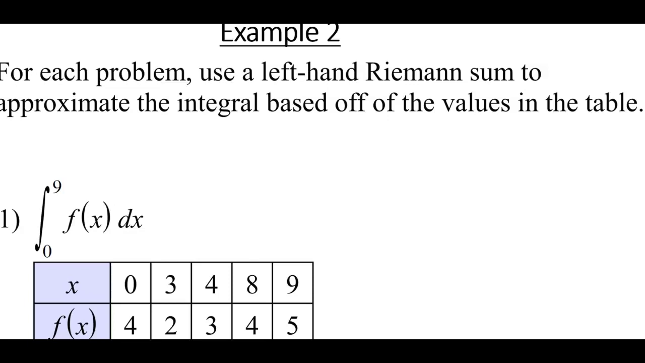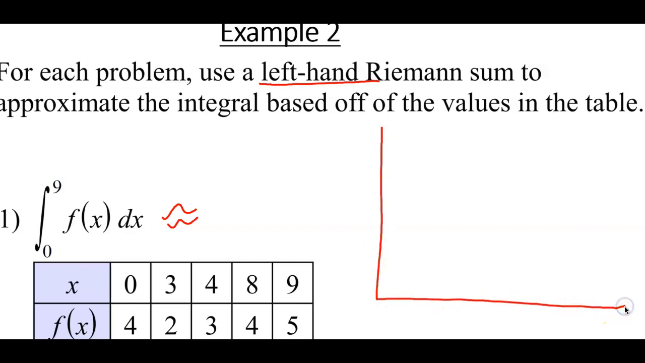So for now, for each problem, use a left-handed Riemann sum, so that's kind of worth underlining, to approximate the integral based off the values in the table. So we're only going to be approximating this integral. So here's what I'm going to do: I'm going to turn the table into a graph, and I'm just going to do the same thing I just did. Okay? So here we go. Let's plot all these points.